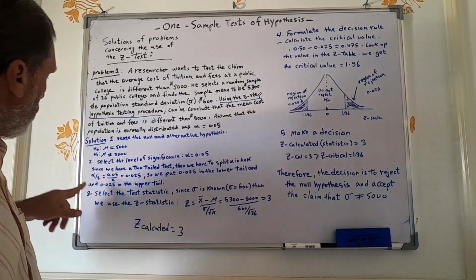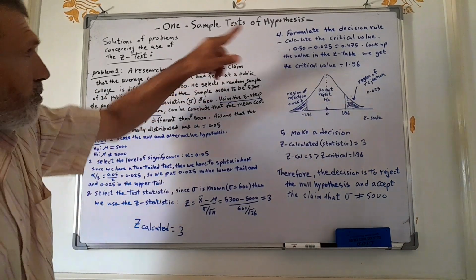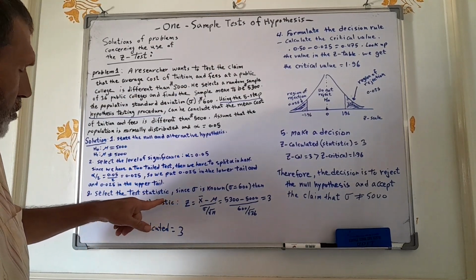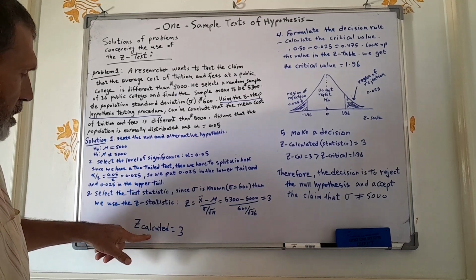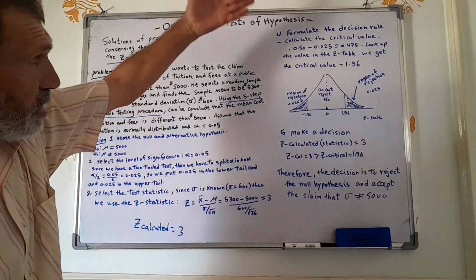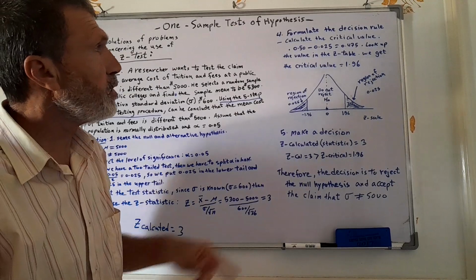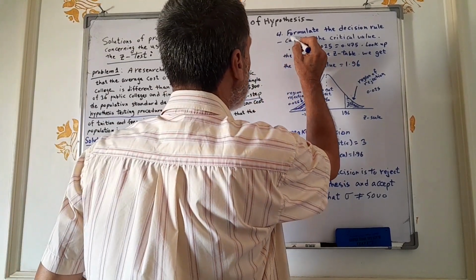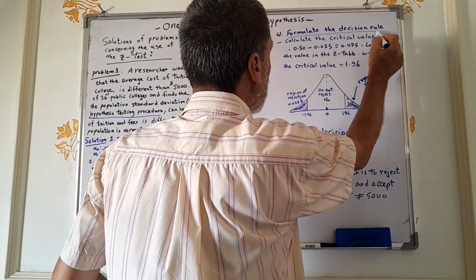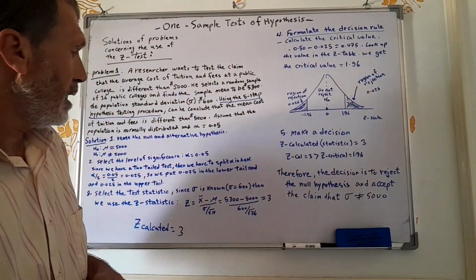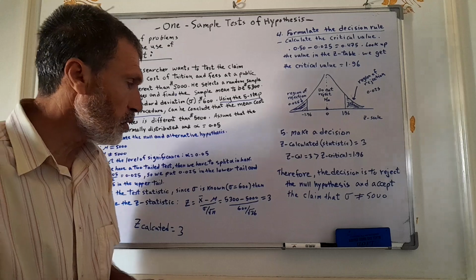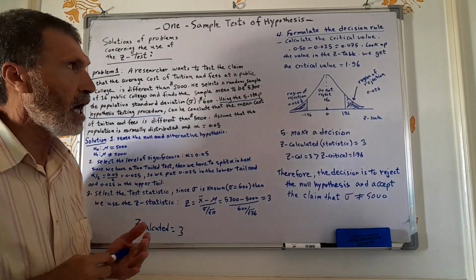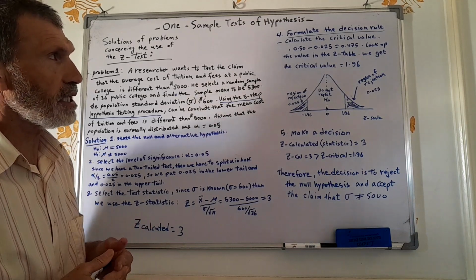Now we move to step 3. Step 3, we finish this: Z equals 3. Now we move to step 4. Step 4, formulate the decision rule. To formulate the decision rule, we need to first find the critical value.